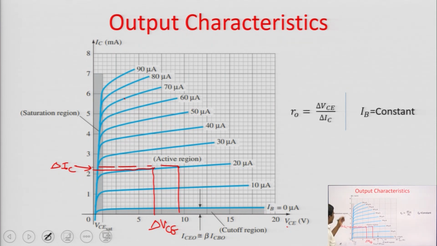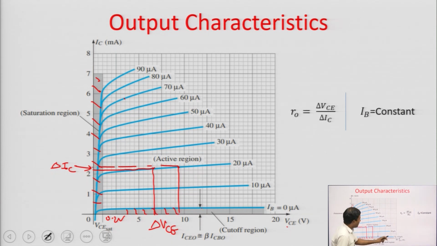Now, we can see the 3 regions here. Suppose this point is the VCE saturation, that is 0.2 volt. From the left side of the 0.2 volt, this darkened region is called the saturation region. And the IB equal to 0, this means below the IB equal to 0, this darker region is called the cutoff region.